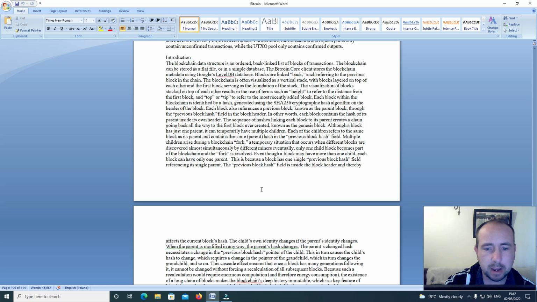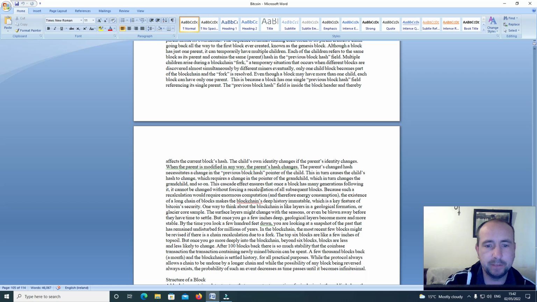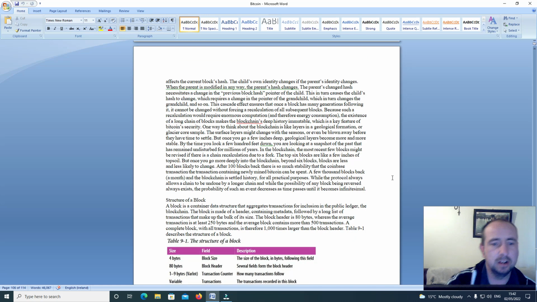Even though a block may have more than one child, each block can have only one parent. This is because a block has one single previous block hash field referencing its single parent. The previous block hash field is inside the block header and thereby affects the current block's hash. The child's own identity changes if the parent's identity changes. When the parent is modified in any way, the parent's hash changes. The parent's changed hash necessitates a change in the previous block hash pointer of the child.